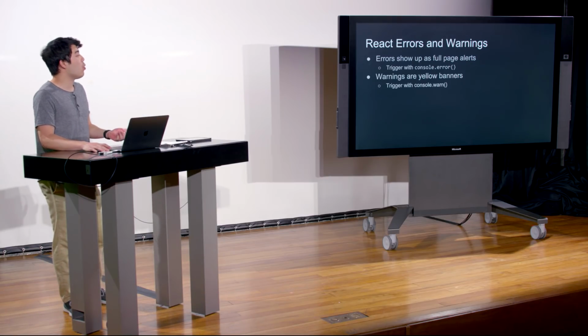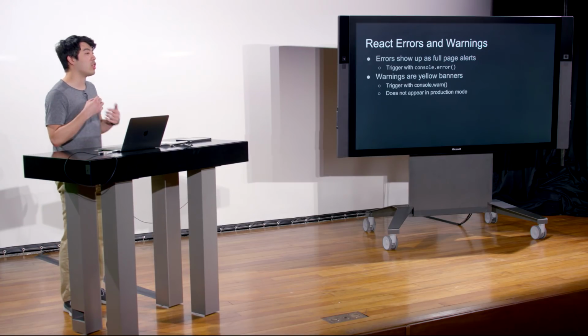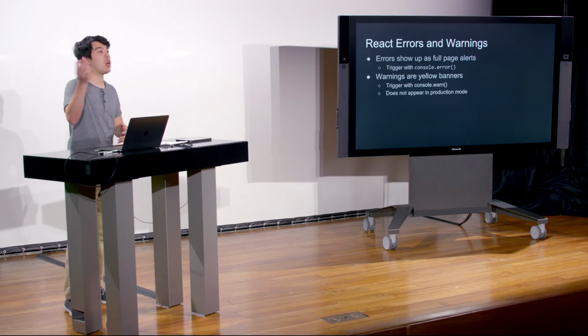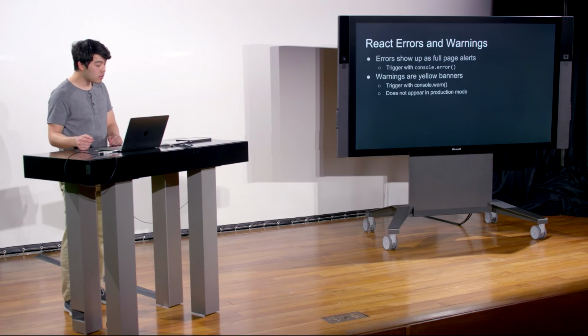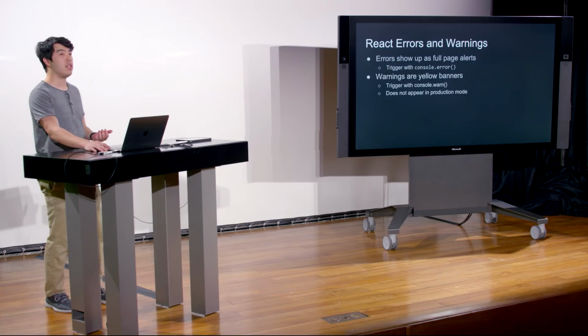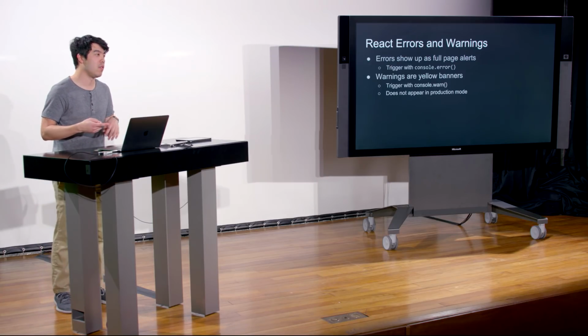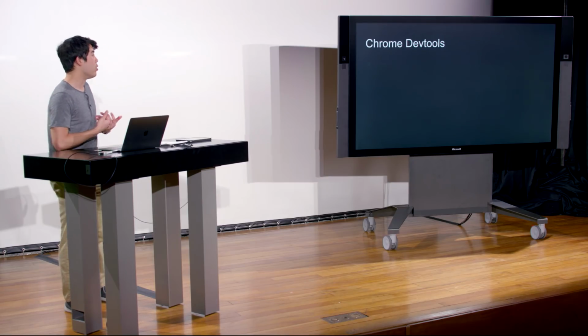The caveat with these warnings is that they don't appear in production mode. And so if you have warnings and you go ahead and deploy your app to the App Store running in production mode, those warnings will not appear. So this is not necessarily super useful. So what's a better way to debug rather than leaving console.logs or console.errors or console.warns? Well, maybe we should use the Chrome DevTools.